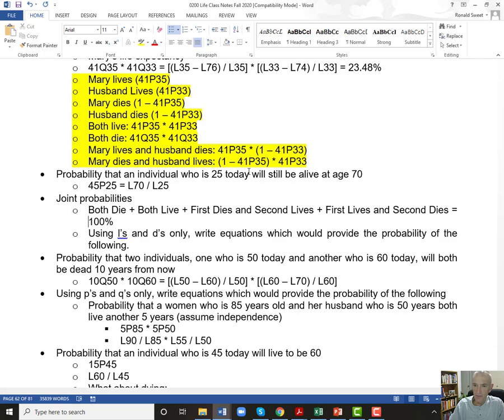So here's the joint probability. Both die, both live. First dies, second lives. First lives, second dies. That has to add up to 100%.